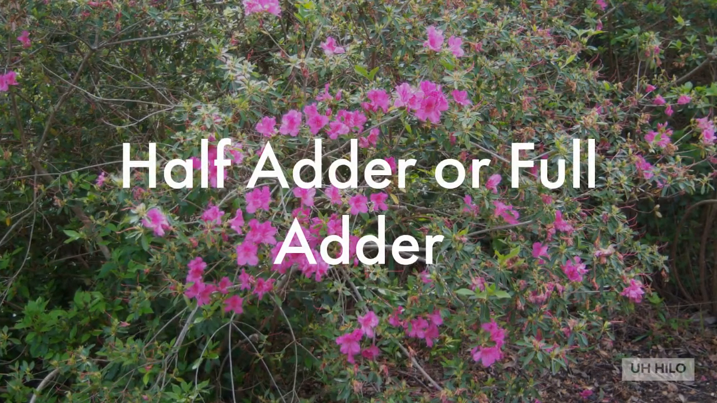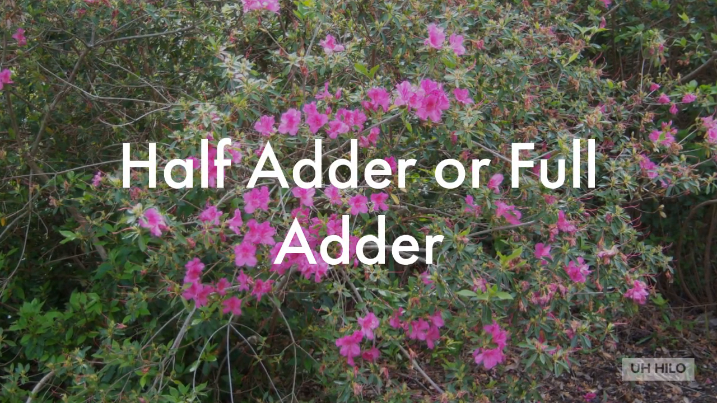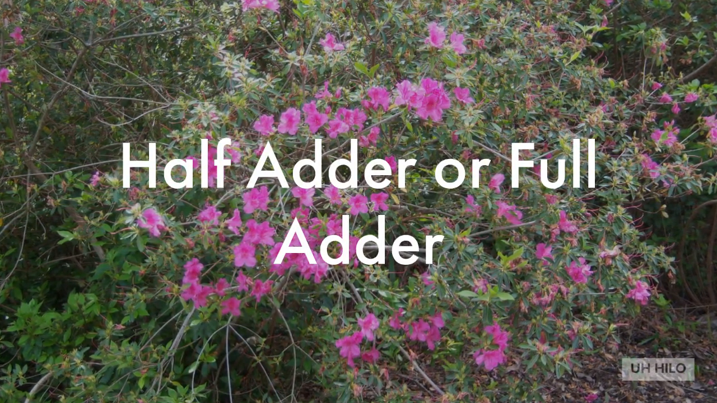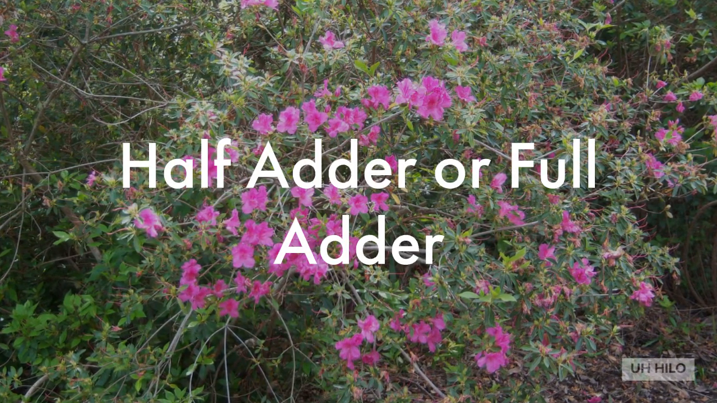A combinational circuit that performs the addition of 2 bits is called a half adder. One that performs the addition of 3 bits, 2 significant bits and a previous carry, is called a full adder. Let's start by taking a look at the half adder.